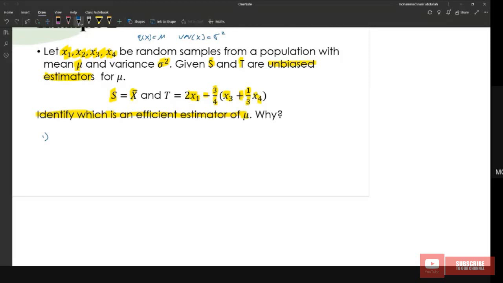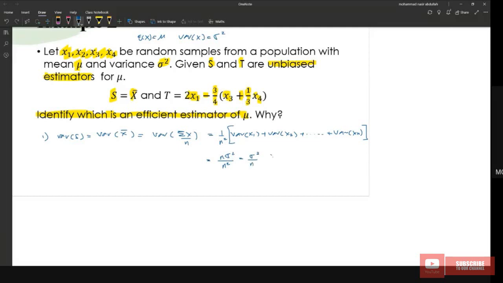First step, we need to find the variance of S, which is also equal to the variance of X bar, which is equal to the variance of the summation of X over N. So this is going to be 1 over N squared times the variance of the big bracket, variance X1 plus variance X2 up to variance Xn. So this is N sigma squared over N squared, which is equal to sigma squared over N, right?